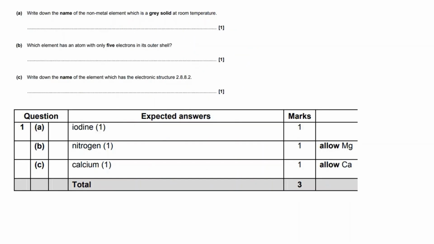Here are your answers: iodine, nitrogen, and calcium. It does say allow magnesium. Why does it say allow magnesium for B? Oh, right. No, that's not. I don't know why that is. Why would magnesium be?